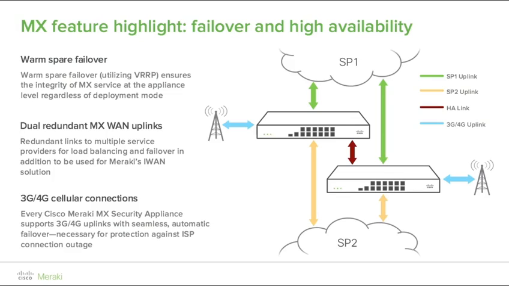Mission-critical networks can't afford to be down. At Meraki, we've built multiple layers of redundancy into our MX product line to protect your networks against WAN failure, power interruption, and appliance faults.